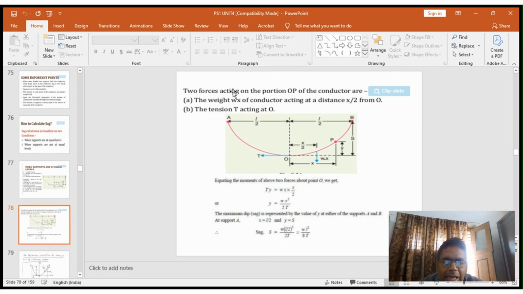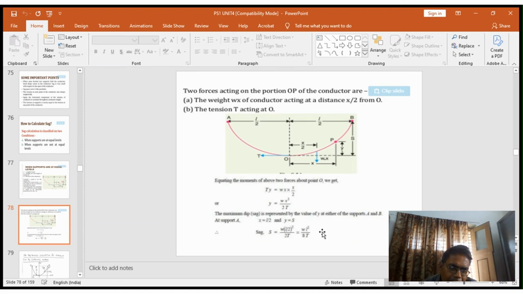There are two forces acting on the portion OP of the conductor. One is the weight W into x of the conductor, acting downward at a distance of x by 2 from O. The other is the tension T acting at the pole. T into y is equal to W into x by 2, so y is equal to W x squared divided by 2T. Then substituting x equal to L by 2 and y equal to S, we get the sag S is equal to W L squared divided by 8T.